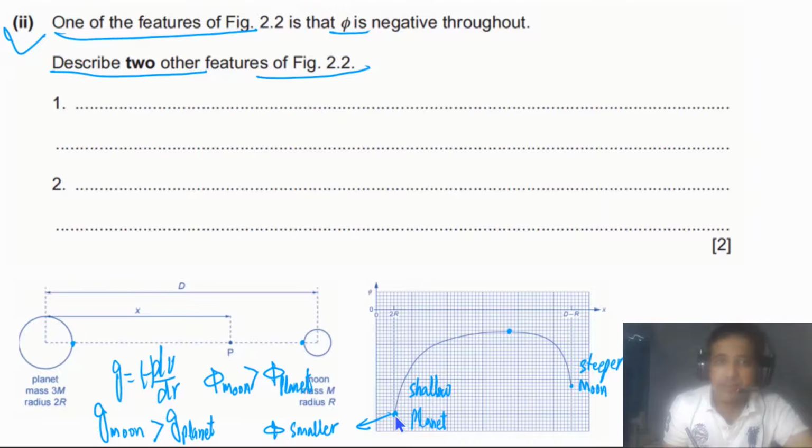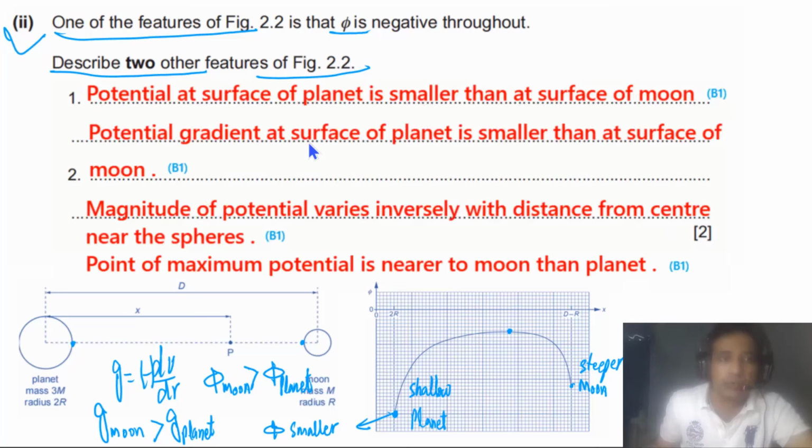Potential is a scalar, and as potential is more negative at the surface of the planet, it means the potential at the surface of the planet is smaller than the potential at the surface of the moon. As this gradient is less steep and this gradient is steeper, the value of G at the surface of the moon is greater than the value of G at the surface of the planet, and the point of maximum potential is closer to the moon. So you can mention these points. We have discussed 3 points, and we need to write down only 2 points. Let me show you the answer, how you can write this in a proper way.